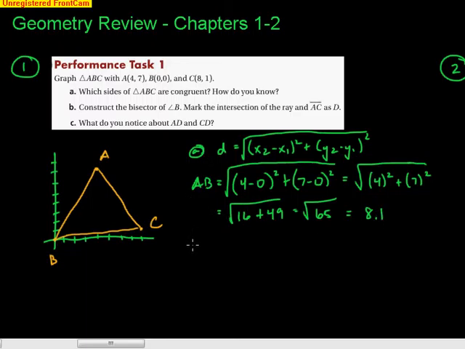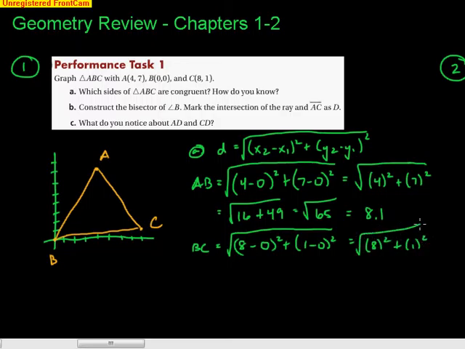So now let's find BC. BC is going to be, let's use B and C's coordinates. Let's go 8 minus 0 squared plus y is 1 minus 0 squared. That is going to be 8 squared plus 1 squared. That is 64 plus 1. That's the square root of 65. Uh-oh, that's also going to be 8.1. So there we go. There's a pair of congruent sides.